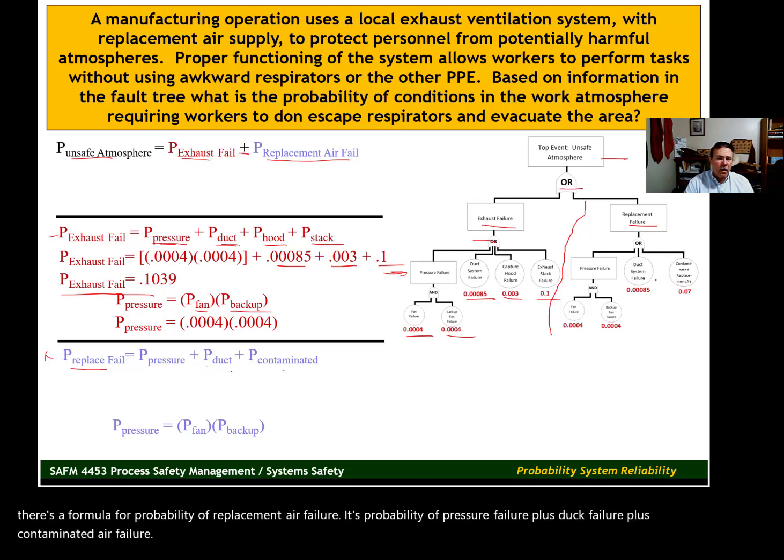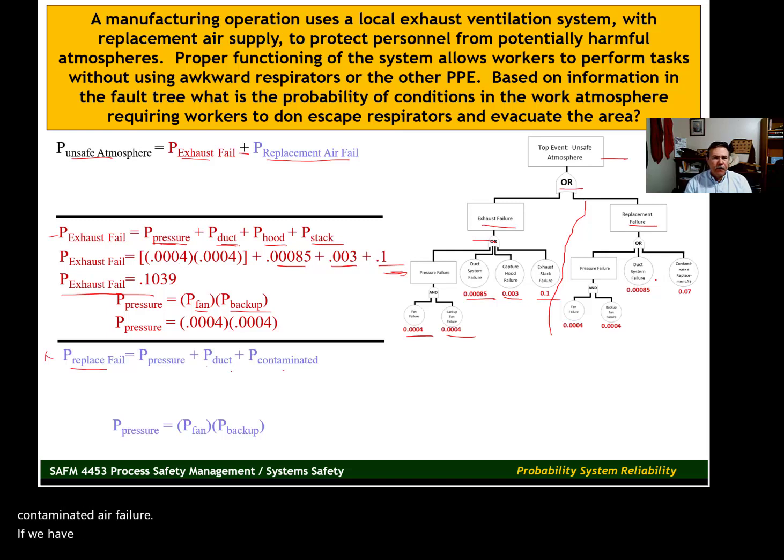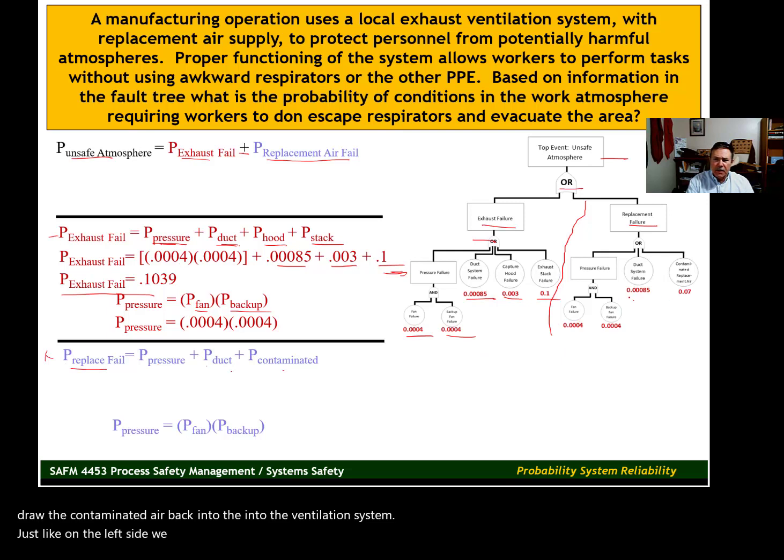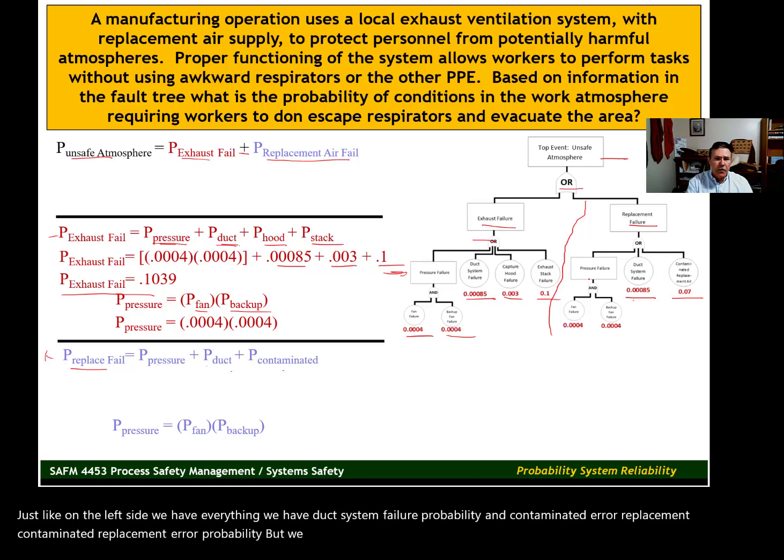If we have our intake for the supply system too close to the exhaust stack that's spewing out the contaminated air, we might draw the contaminated air back into the ventilation system. So, just like on the left side, we have everything. We have duct system failure probability and contaminated replacement air probability, but we need to find the pressure failure probability.